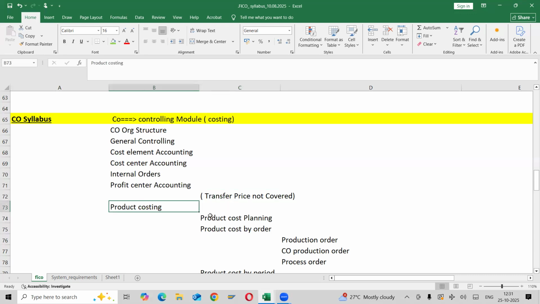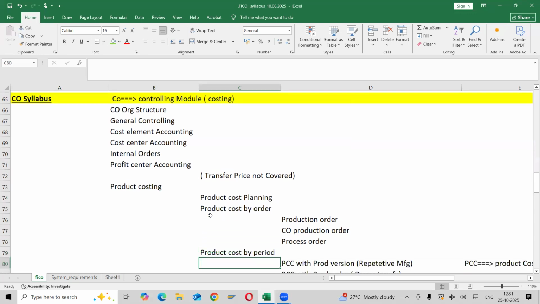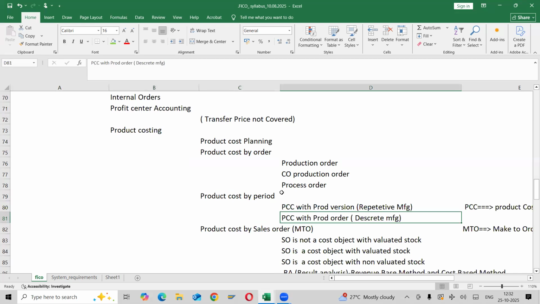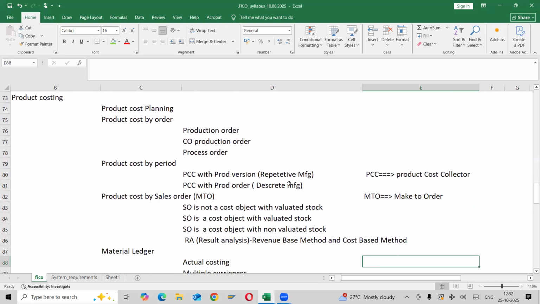Okay, next one, product costing. We are going to cover both product cost by planning and product cost by order. I'll tell you what the differences are. Here we have all the different methods: repetitive manufacturing and discrete manufacturing. I'll explain both. MTO, make to order. This method also we are going to cover in depth completely.